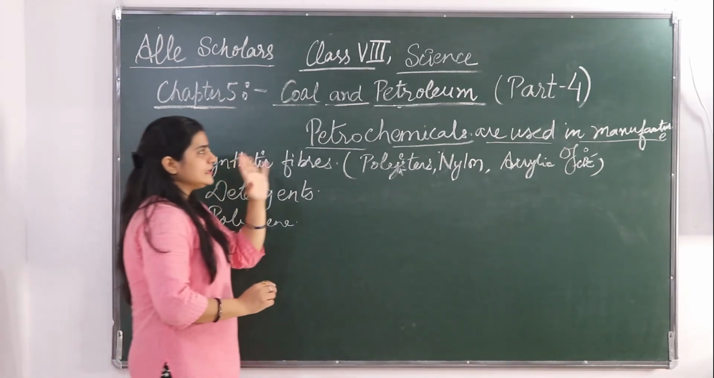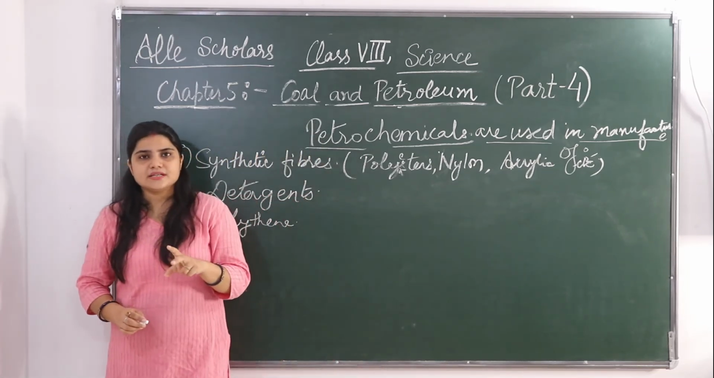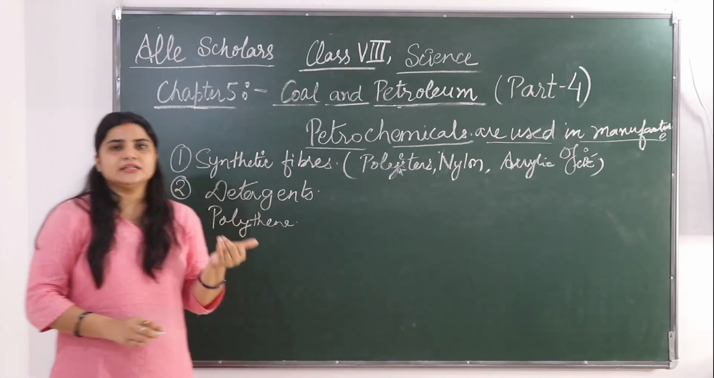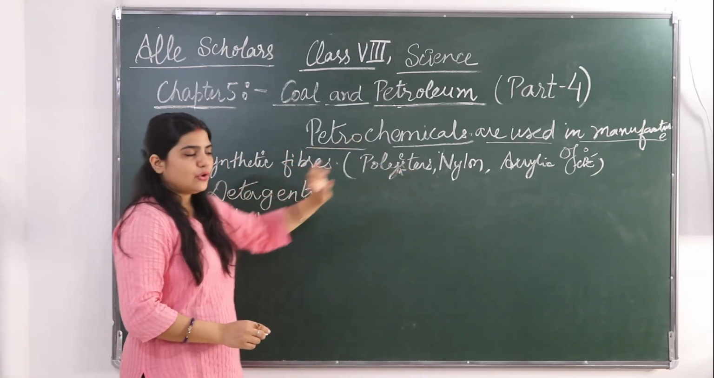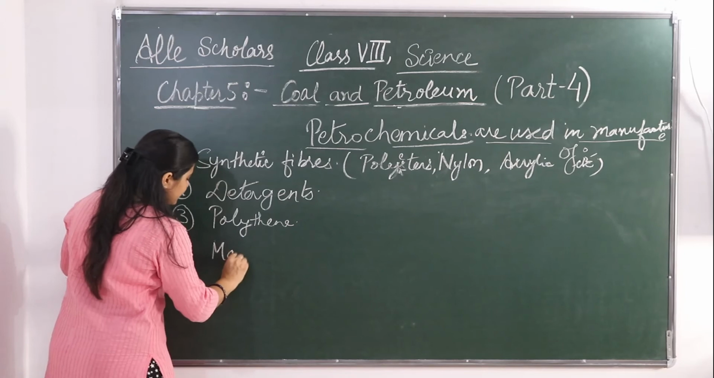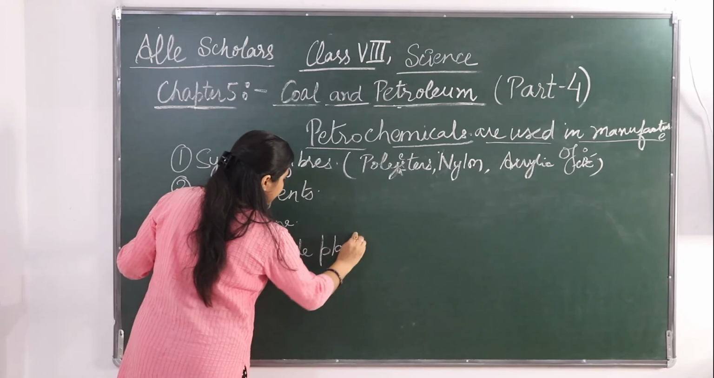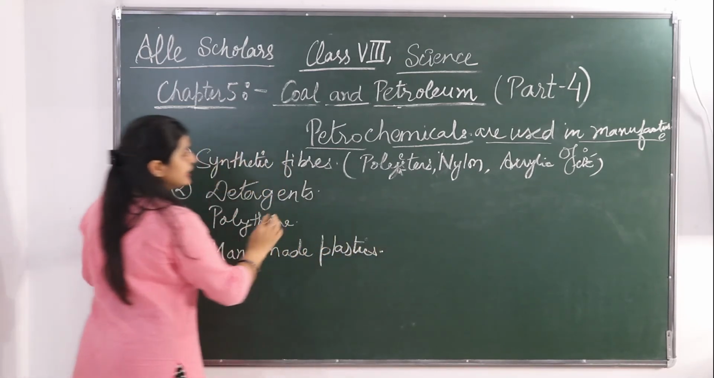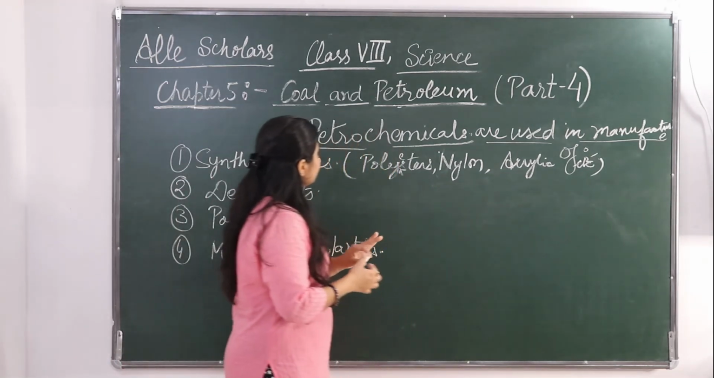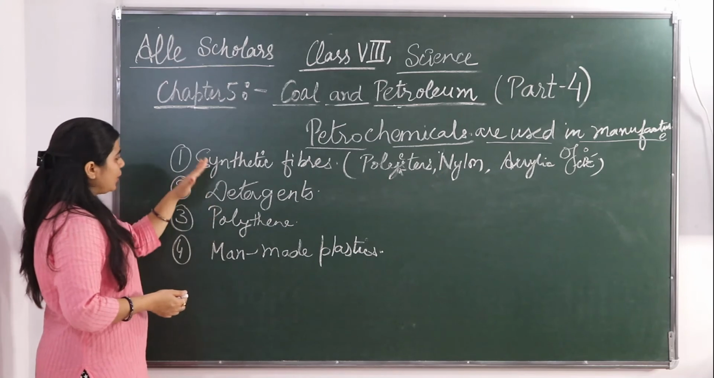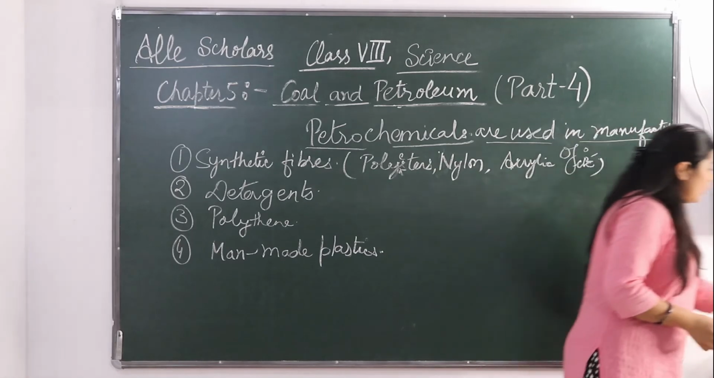If you remember, in the chapter on plastics we studied that there are two types of plastics. Man-made plastics are also manufactured from these petrochemicals. So this was about petrochemicals and the products that are manufactured using them.